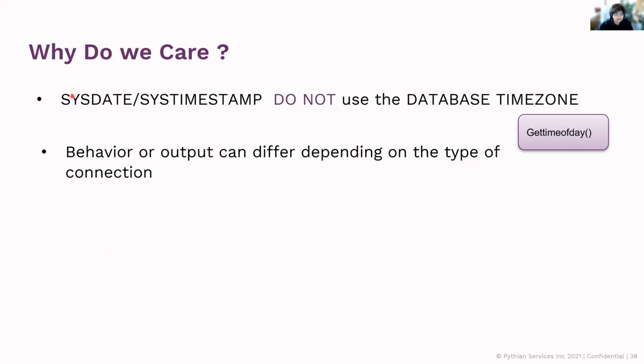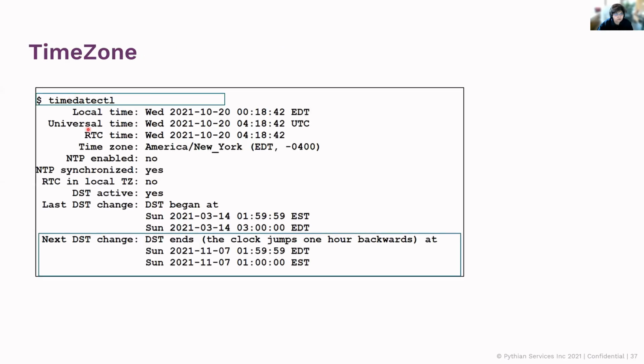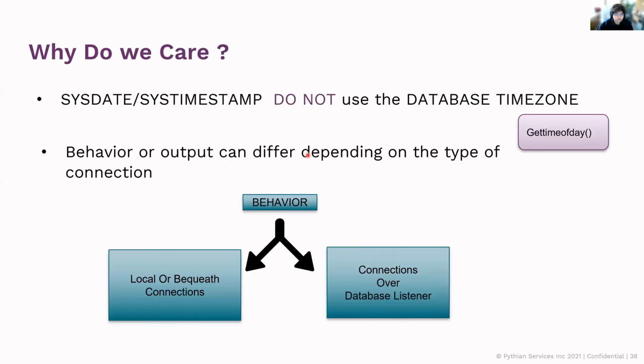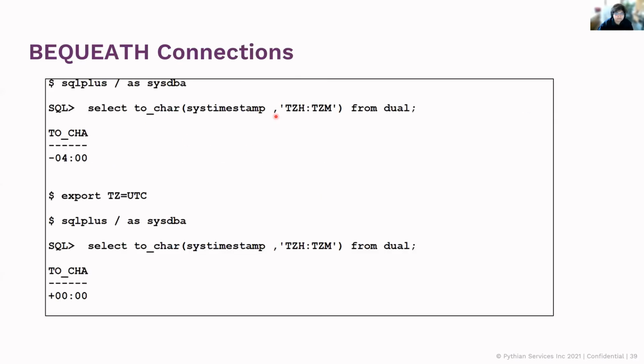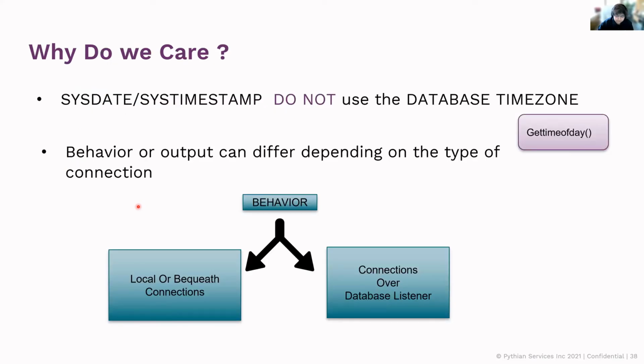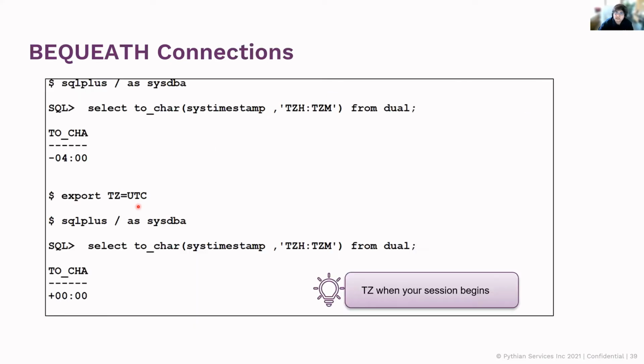As you noticed in the previous slides, my time zone over here is America, or EDT -4, right? So moving forward, I do a select systimestamp from dual and I get -4. That's the time zone my server was on. I just change this variable to UTC. I connect, and this is the time zone that I get, right? So this is what I mean. My systimestamp, my sysdate, is influenced by the variable that is set, or more precisely, the variable that was set when my session was initiated. Now, this is true only in the case of bequeath connections, right?